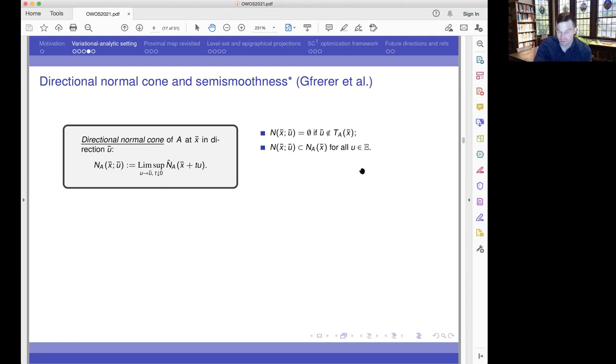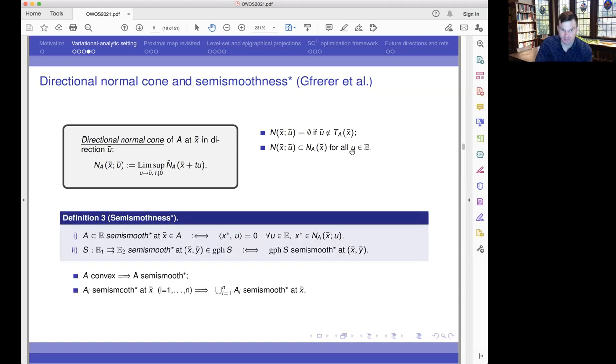That's straight up the definition of a tangent vector, right? So that's rather simple to see, and equally simple to see would be that the limiting normal cone is a subset of the directional normal cone. I guess there's a u bar missing here, for all u bars in the tangent cone. Okay, and then based on this notion, Gfrerer and co-authors define semi-smoothness star of a set, and then based on that, they define semi-smoothness star of a set-valued map.